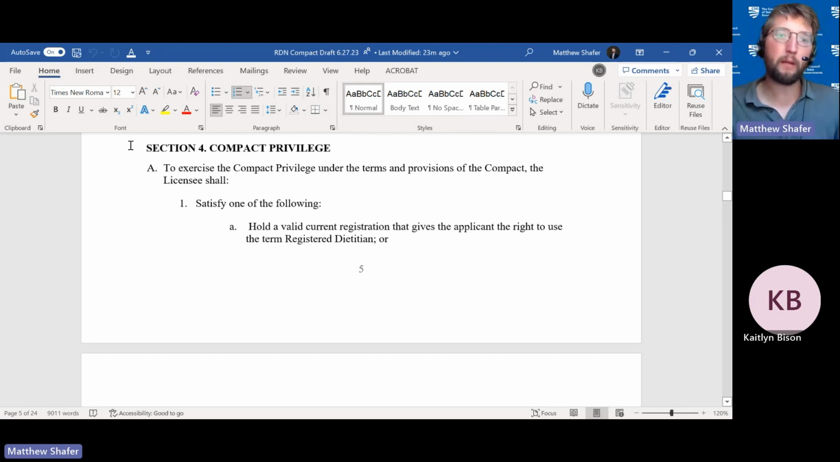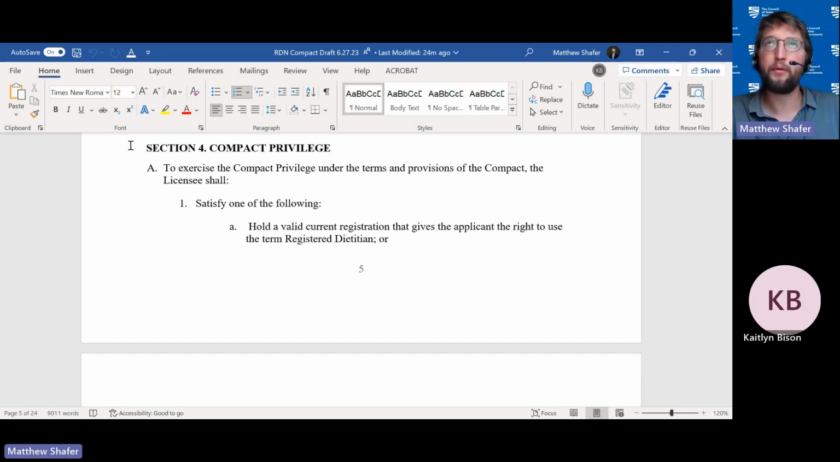All right, section 4, this is probably the most important section in the compact in terms of dietitians wanting to use the compact. So this section is called compact privilege. It's how you obtain authorization to practice in remote states that are a part of the compact where you do not hold a license. So again, the whole concept here is you hold a license in your home state, your primary state of residence, that authorizes you the ability to practice in remote states that are also a part of the compact by obtaining a compact privilege.